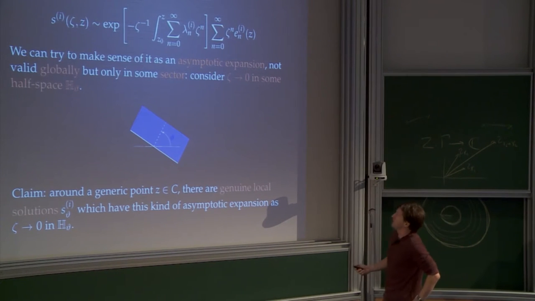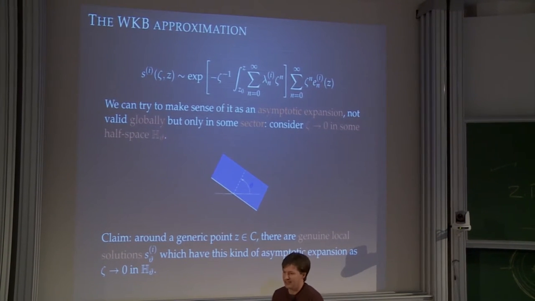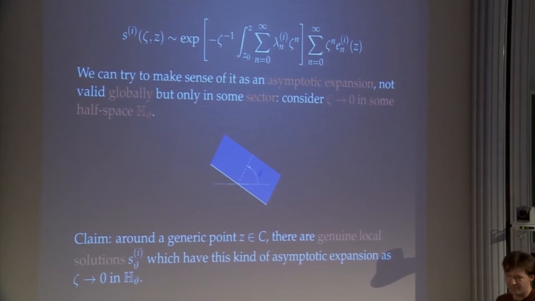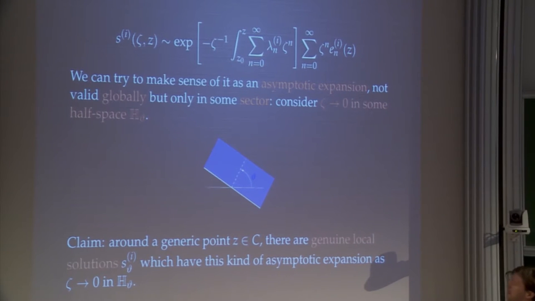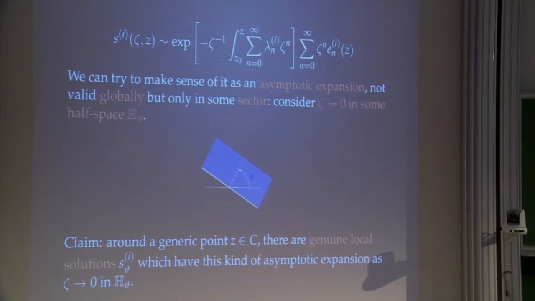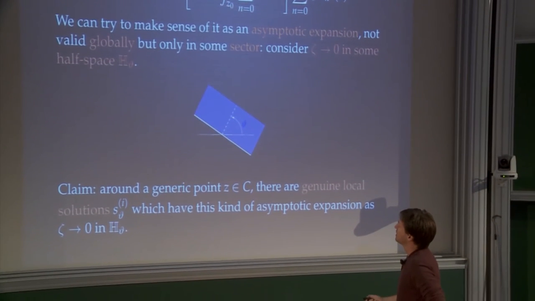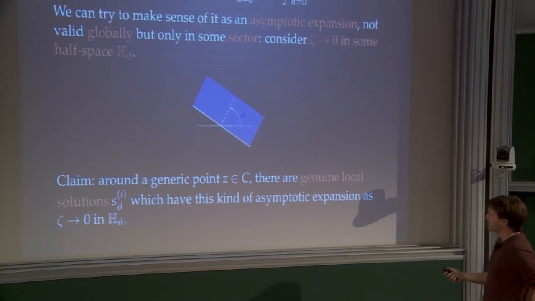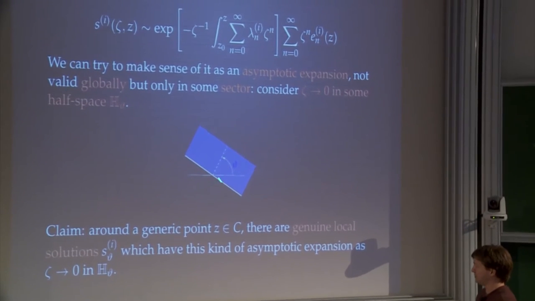Well, okay, so as it turns out, you can make sense of it as an asymptotic expansion, but as usual with asymptotic expansions, this one is not going to be valid globally. So we're not going to find solutions that have these asymptotics uniformly as zeta goes to zero in any direction. But suppose we ask for something a little bit less. Suppose we ask for solutions which have these asymptotics only in some sector. In fact, it seems that the right thing to do is to take a half space. So let's fix some angle theta, which is the same theta that appeared before, as we'll see. Fix some angle theta, and let's ask for solutions which have these asymptotics as zeta goes to zero just in the half space H theta.